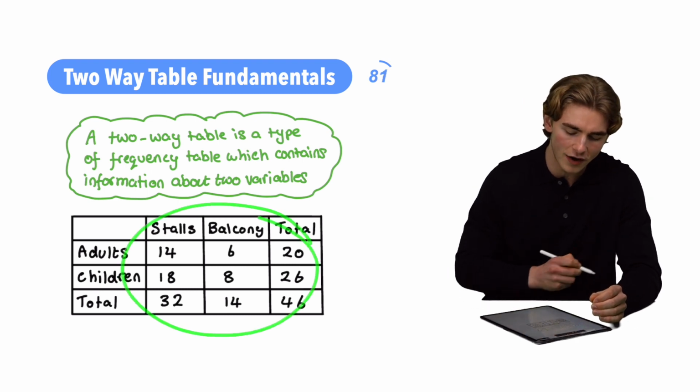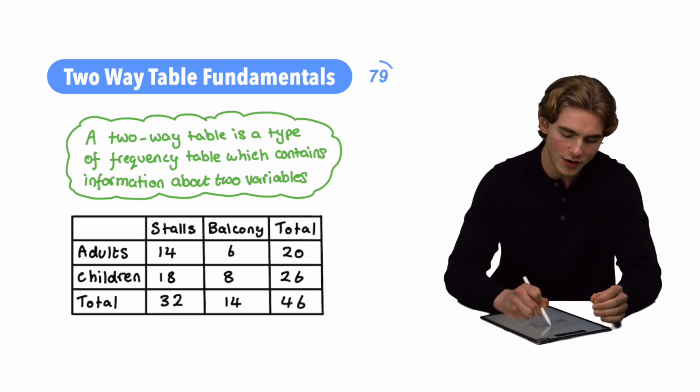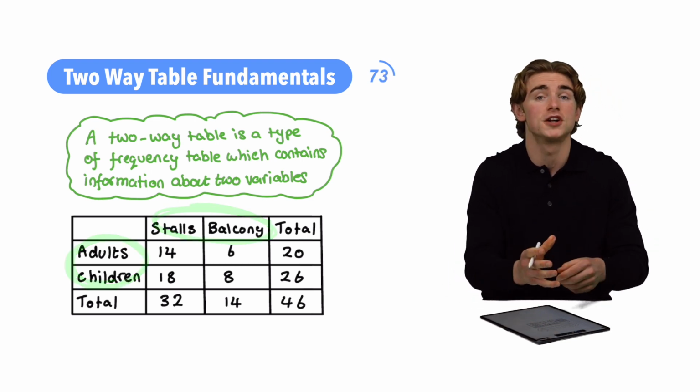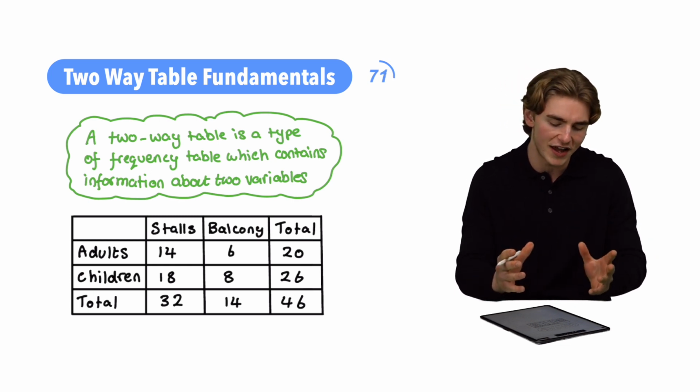We can see that our two variables are going to be the type of seat that we're in, whether it's stalls or balcony, and whether we're adults or children. So it's going to be a variable which contains information about people's ages. Let's have a look at how to read it then.